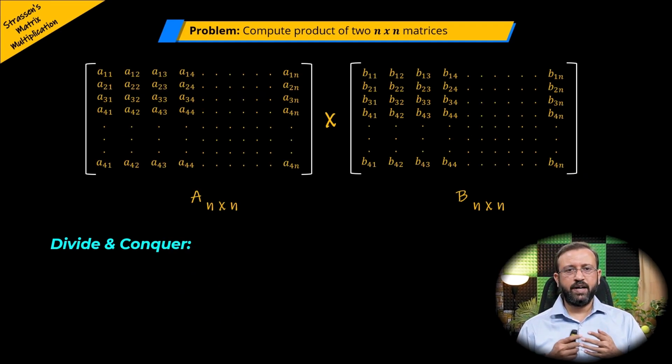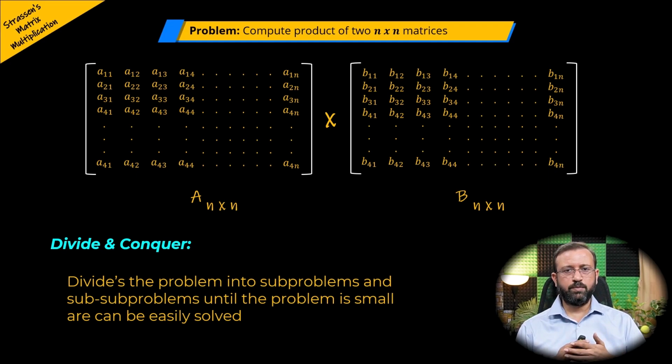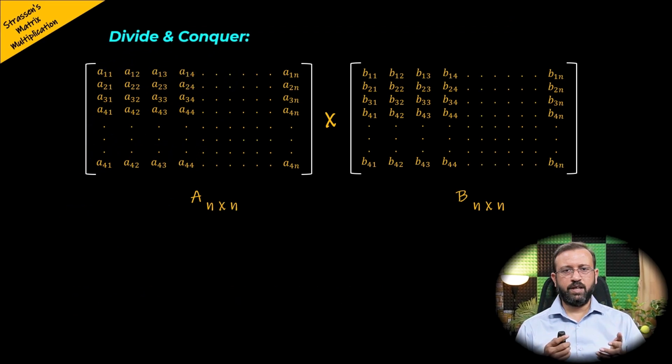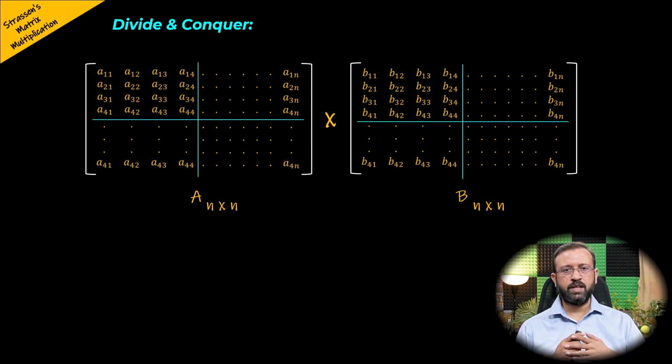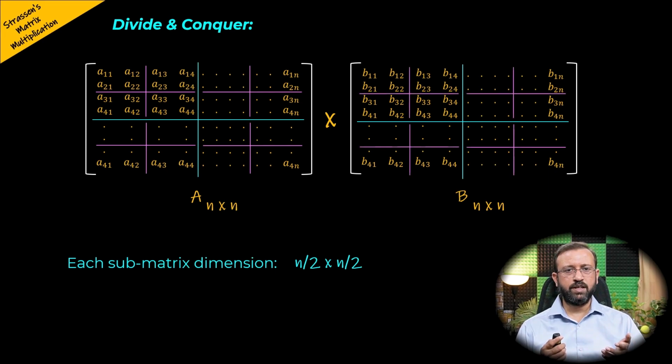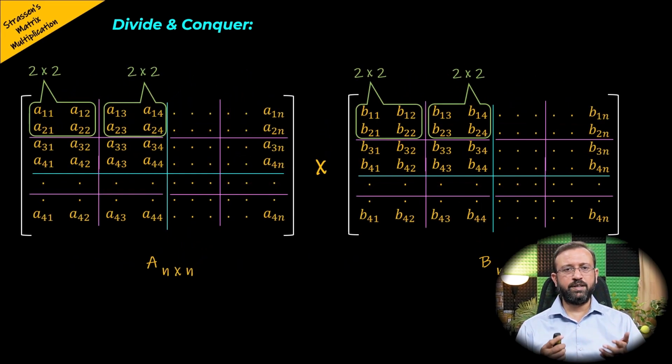Now let us look at the divide and conquer approach to compute the product of matrices A and B of size n by n. In the divide and conquer approach, we divide the problem into subproblems and sub-subproblems until the problem is small and can easily be solved. So, matrix A of size n by n and matrix B of size n by n is divided into four square submatrices. Each submatrix has the dimension n by 2 by n by 2. Then again, the submatrices are divided into four square submatrices until we have 2 by 2 matrices.